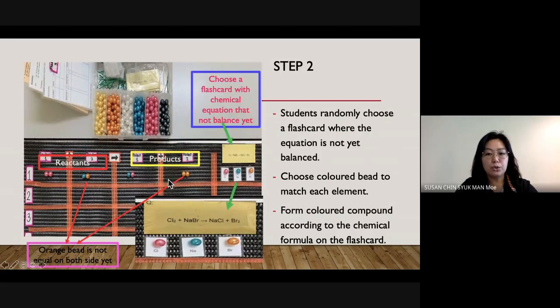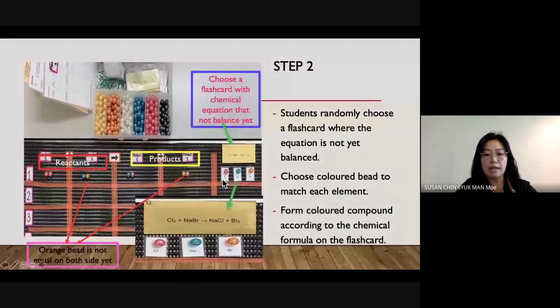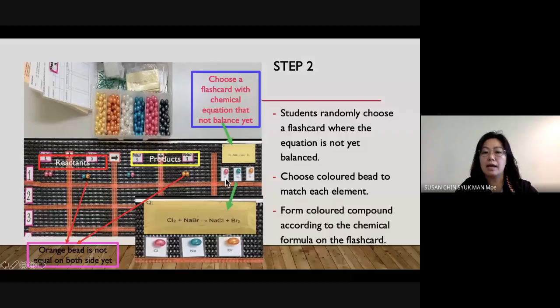Next, they will choose a flashcard. On the flashcard, they will have any chemical equation which is not balanced yet. Next thing, students are going to find out how many elements are involved in the whole chemical equation. For each element, they will use one color bit to represent the element.